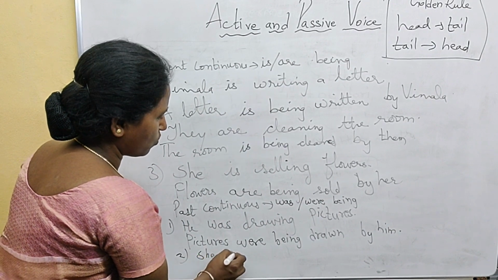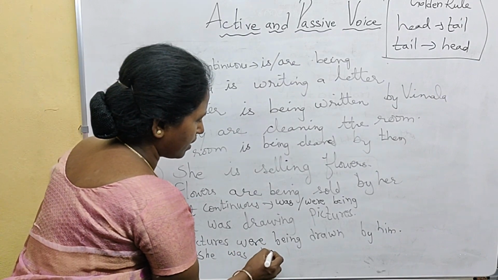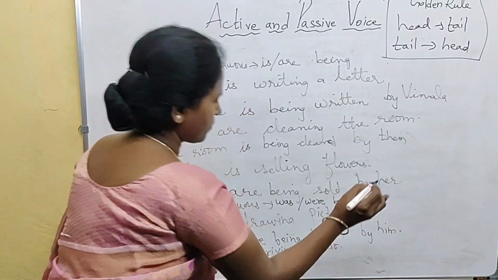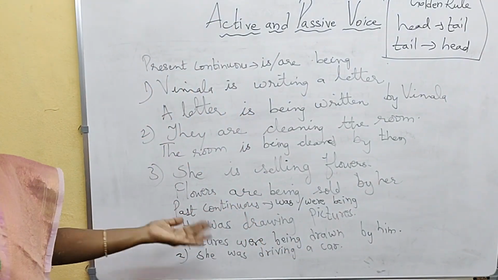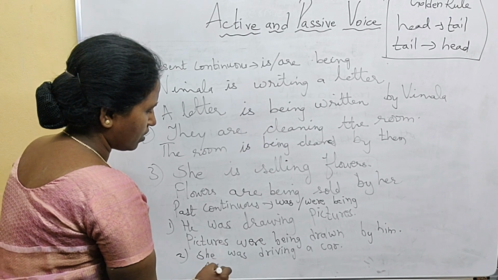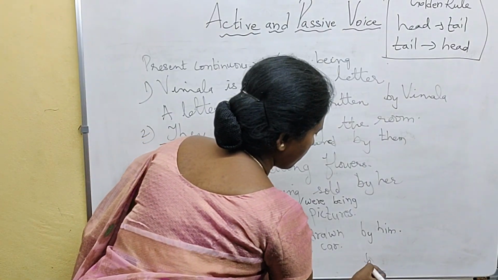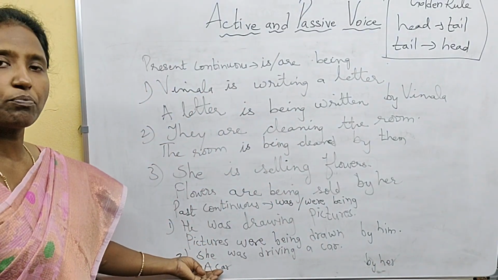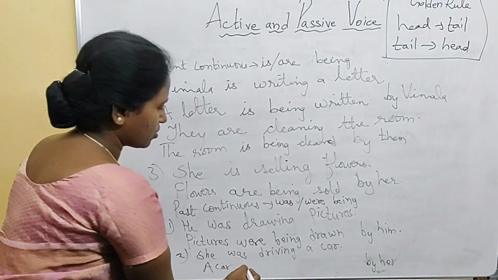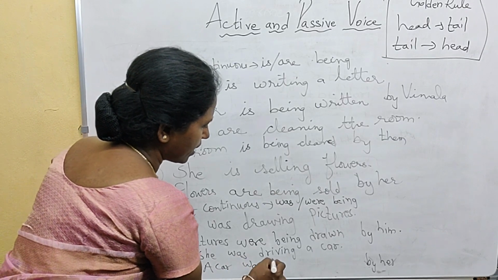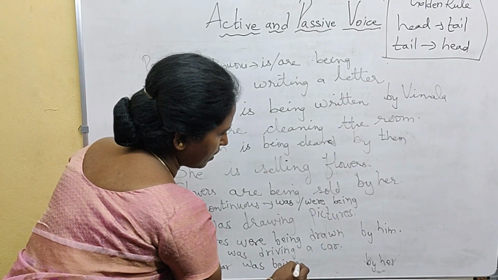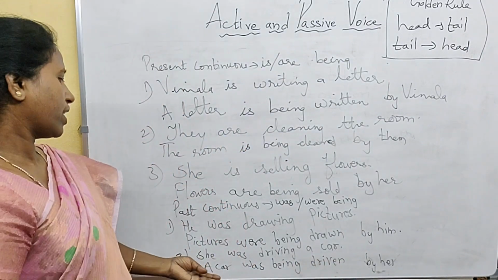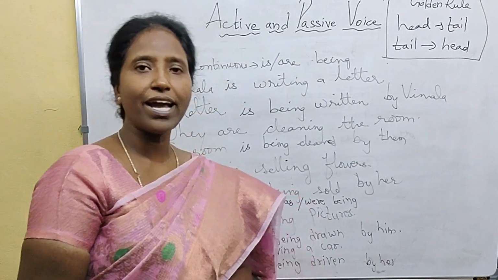Okay, so if it is like this, she was driving a car. She was driving a car. Now what will you do? A car by her. Okay. Now is a car singular or plural? Yes, it is singular. So a car was being driven. Drive, drove, driven. Okay, a car was being driven by her.